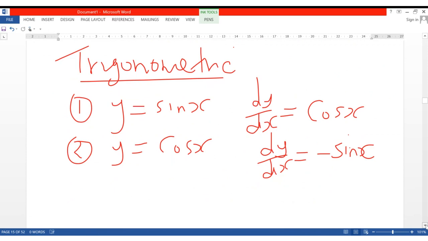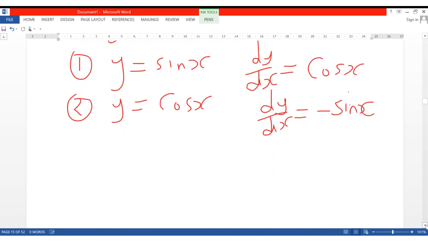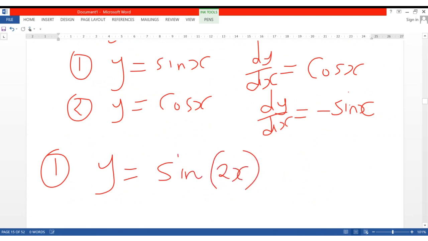So let me do this one. Example, let's differentiate this one. y is equals to sine 2x. I'll not do it fast. I want to see if we are getting it. Try that one. Let's do this one.